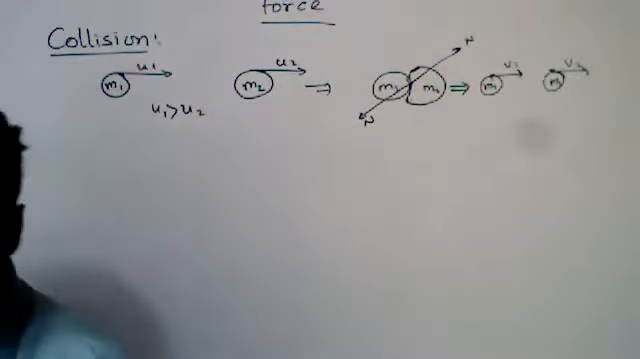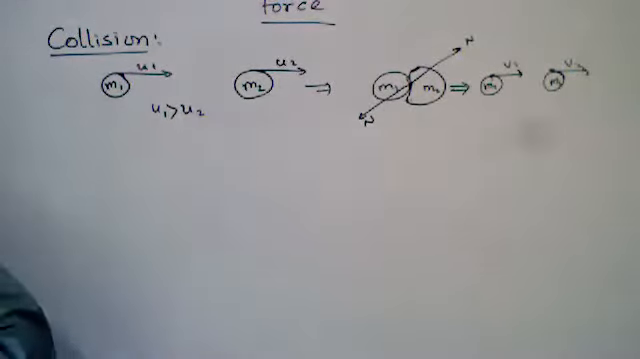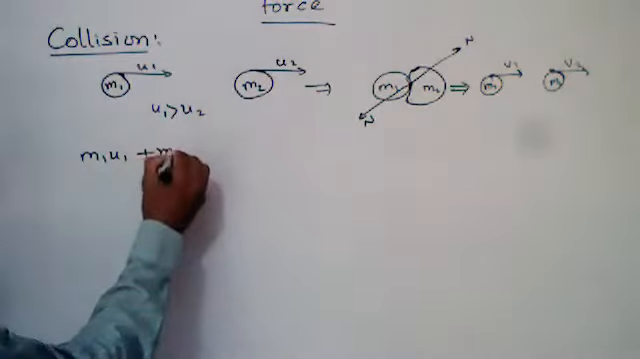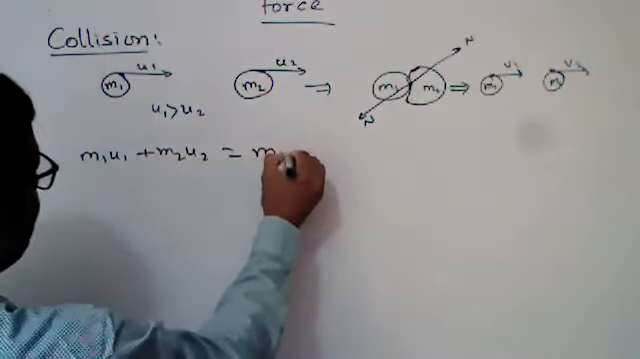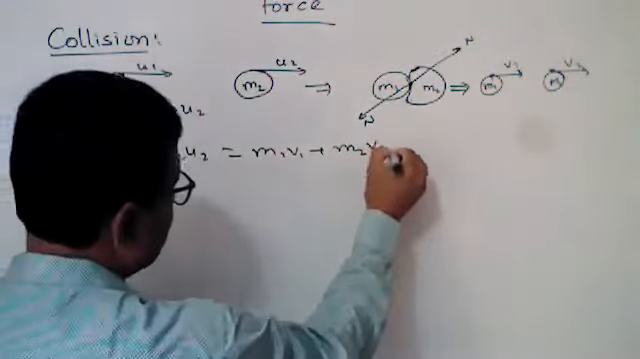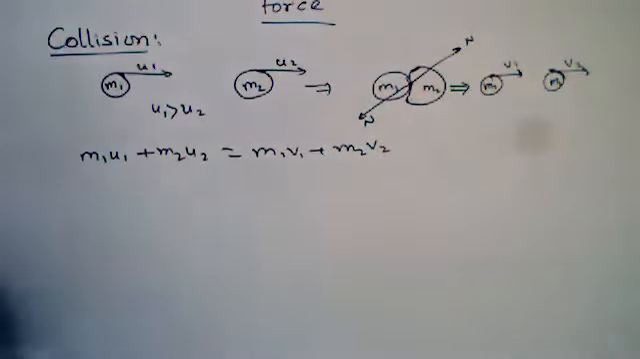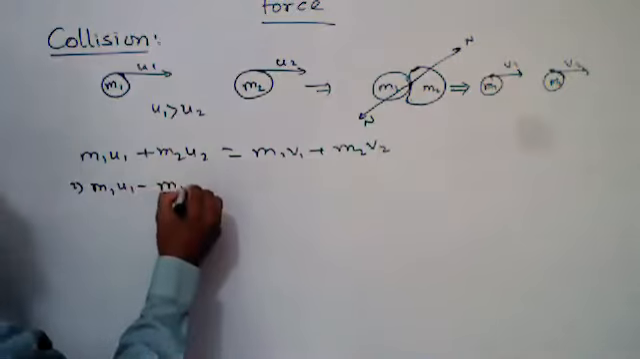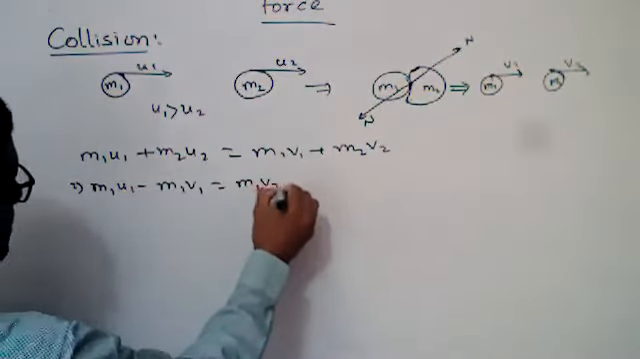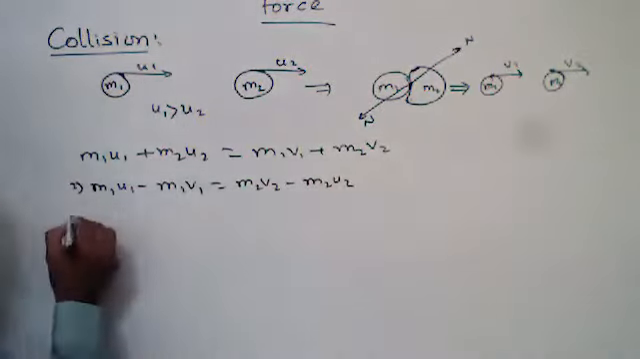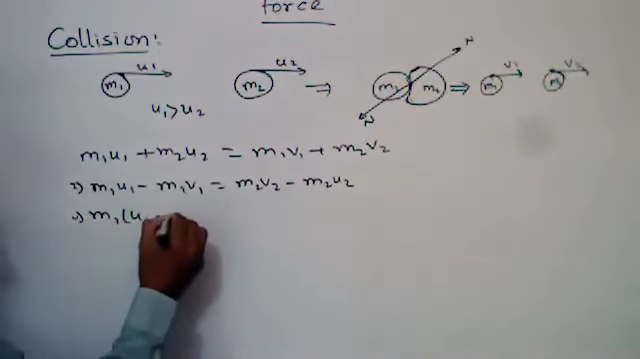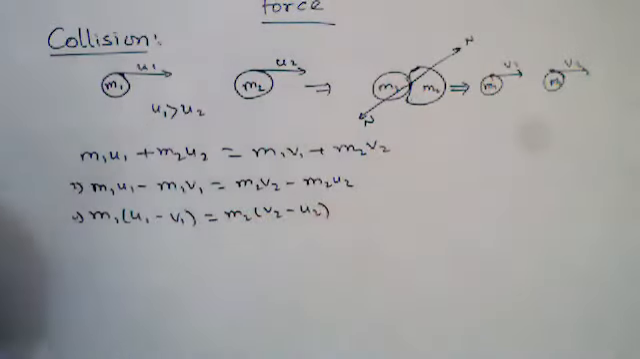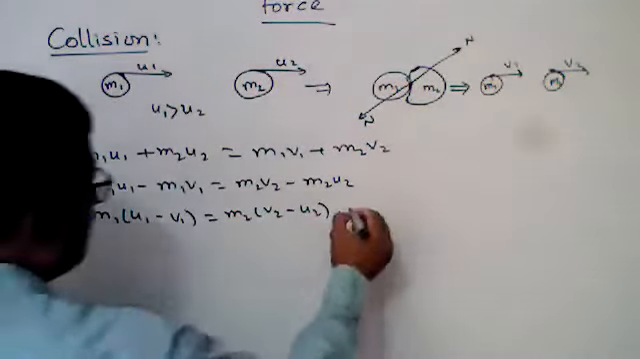Okay, now according to the conservation of momentum, we can write m1 u1 plus m2 u2 equals m1 v1 plus m2 v2. Now, m1 u1 minus m1 v1 equals m2 v2 minus m2 u2. So m1 times (u1 minus v1) equals m2 times (v2 minus u2). Okay, this is equation number 1.